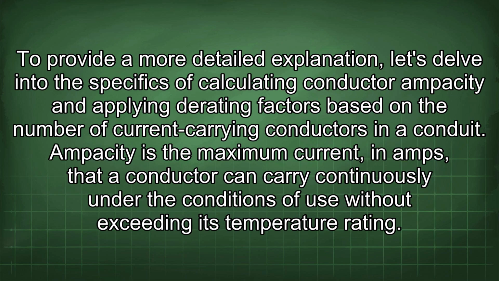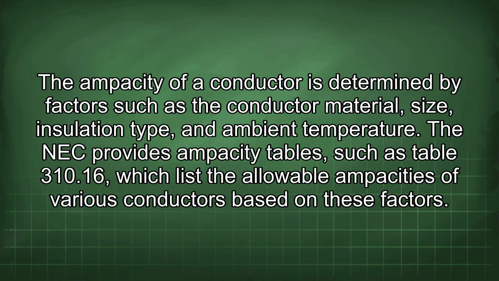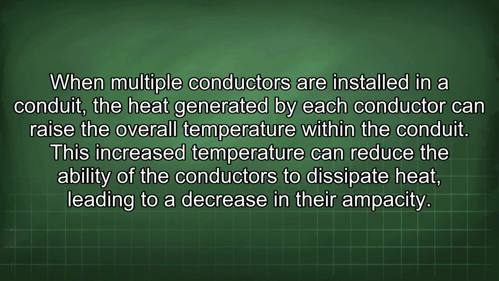Ampacity is the maximum current, in amps, that a conductor can carry continuously under the conditions of use without exceeding its temperature rating. The ampacity of a conductor is determined by factors such as the conductor material, size, insulation type, and ambient temperature. The NEC provides ampacity tables, such as Table 310.16, which list the allowable ampacities of various conductors based on these factors. When multiple conductors are installed in a conduit, the heat generated by each conductor can raise the overall temperature within the conduit.